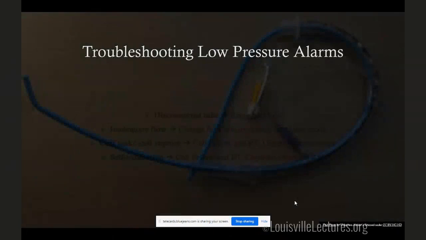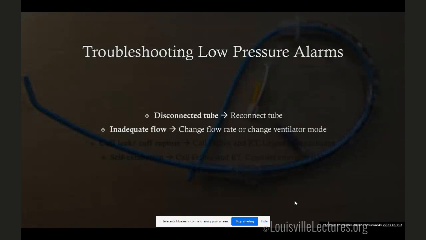The more concerning thing to me actually is the low pressure alarms, because that means that the patient is not getting any form of minute ventilation. And so the most common thing that I see is the tube is disconnected, and you'll hear a hissing sound periodically as the vent tries to ventilate the surrounding atmosphere. So if it's disconnected and you are somewhat confident in how to put it back together, just plug it back in. Otherwise, call someone. Is the patient not getting enough flow?